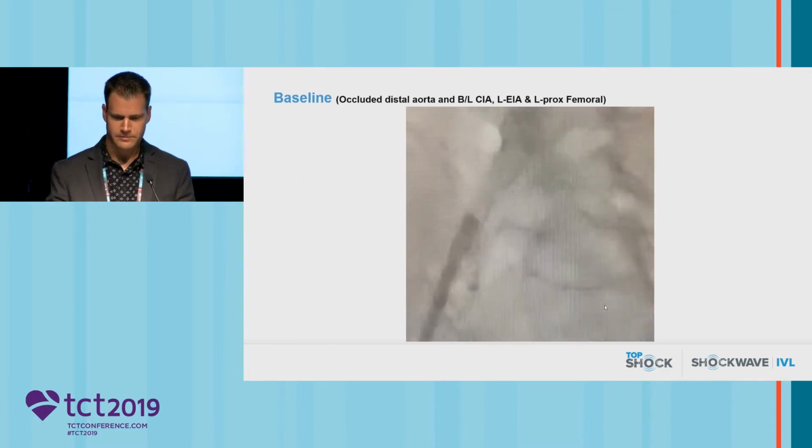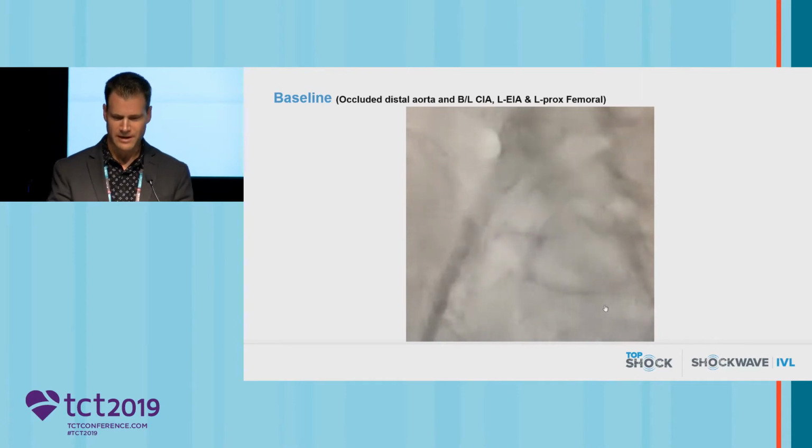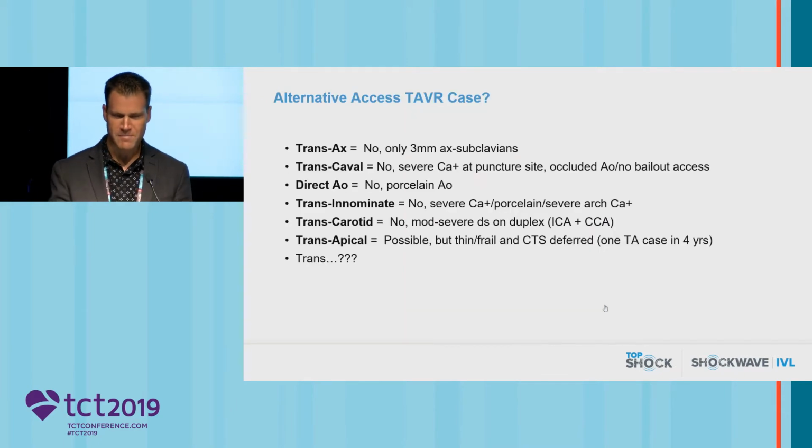Here's an angio here if it plays. So again, took this angio. I'm like, oh boy, how are we gonna get this valve in this lady? So we stopped, took her off the table, and then went back to our structural heart team and said, guys, this clearly is an alternative access case. What do we do? So transax, which is our second default if it's non-transfemoral, we do transax cases. They're only 3 millimeters, so obviously that was out on both sides.